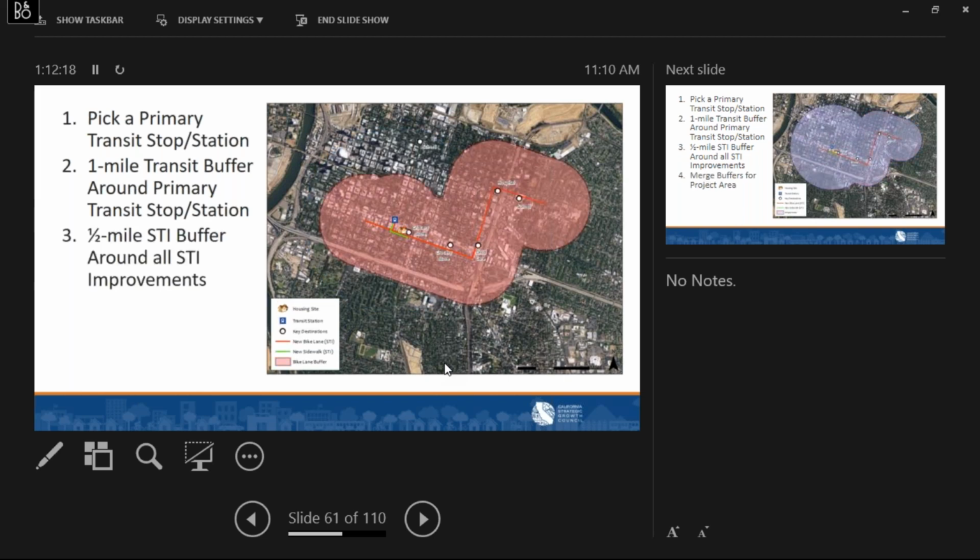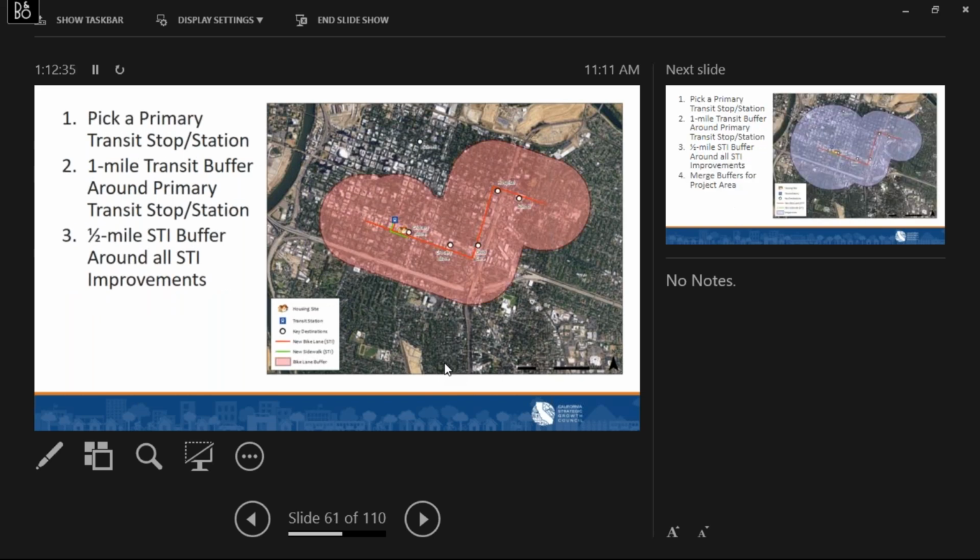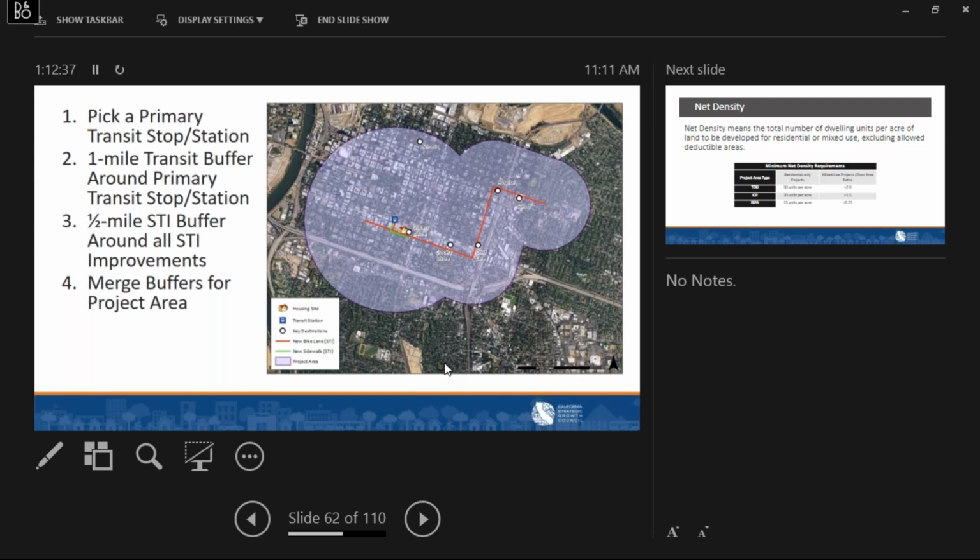So with these STI improvements, we're going to create a half-mile buffer around those. So this disappeared, that 1 mile buffer around the qualifying transit station and stop, but we actually bring that back in so that these two areas are merged. So you have the half-mile around the STI infrastructure, and then also that 1 mile around the qualifying transit station and stop. You'll notice that there's also key destinations listed on the map, which you are going to ask that you do, though those do not increase your project area buffer by any means.